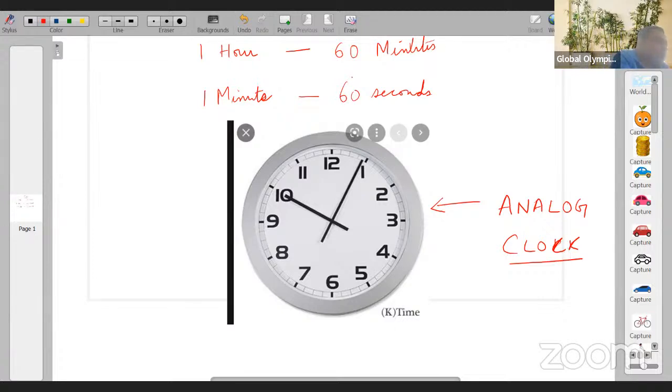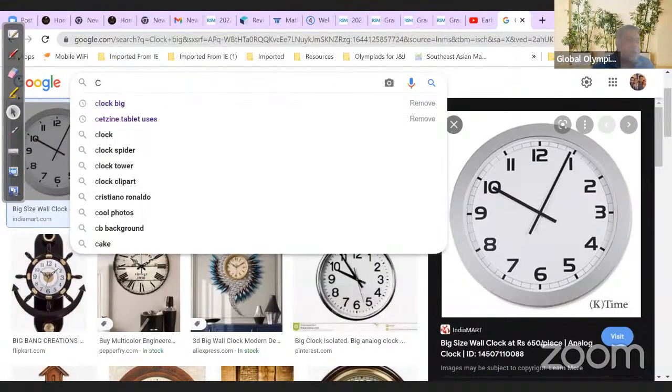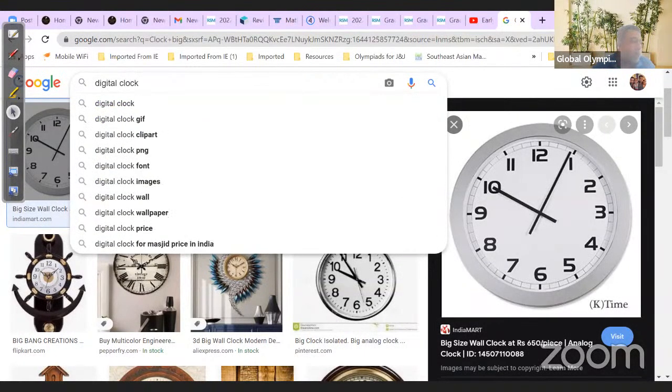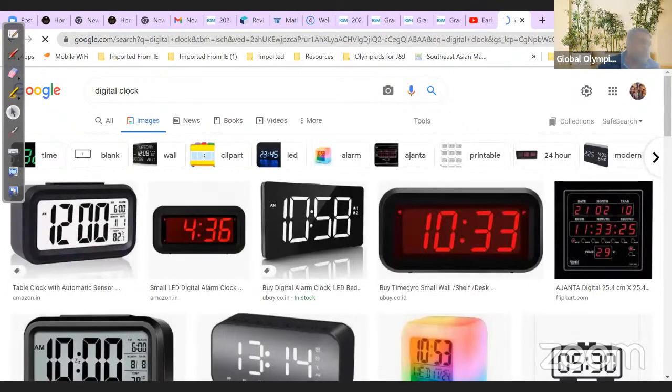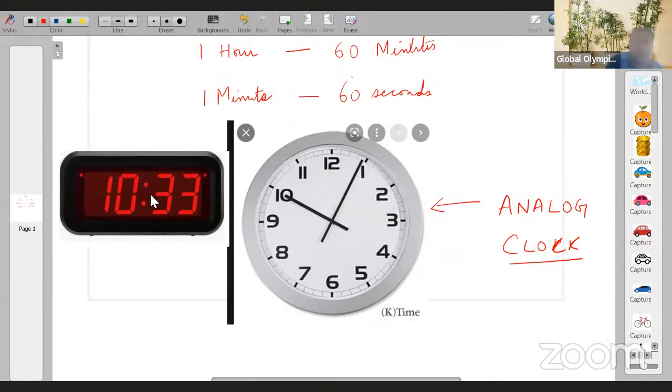So let me just take a digital clock here. Why is it called a digital clock? Because it shows digits. Digits are what numbers are made of, correct? Can you see this one? So this friend of ours is called a digital clock. Understand? And basically the clocks tell us the time, correct?